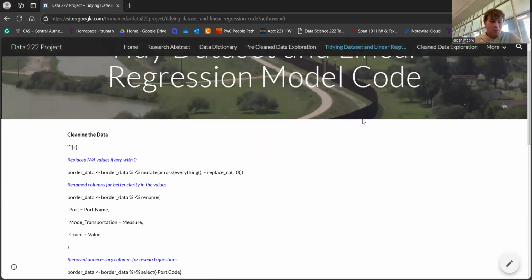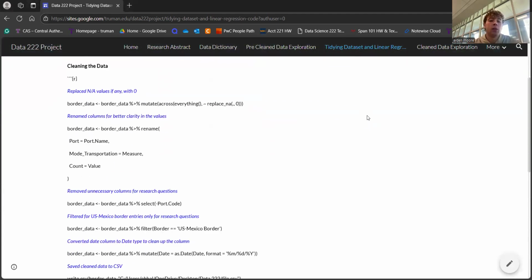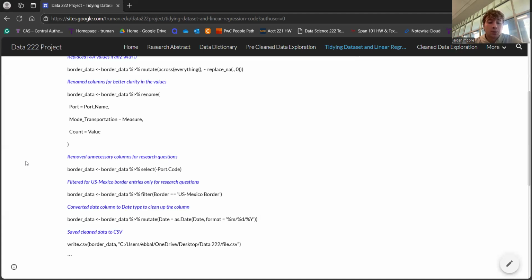The tidy dataset. To ensure accurate and meaningful analysis, we cleaned key variables in our dataset. First, we replaced any missing values, NA, with 0 to avoid calculation errors. Next, we renamed columns for clarity, for example, changing port name to port and measure to mode transportation, making the dataset easier to interpret. We removed the port code column since it wasn't directly relevant to our research questions. Then we filtered the dataset to include only the US-Mexico border entries, focusing on the area of interest. Finally, we converted the date column to a date format, allowing for proper time series analysis. These steps helped streamline our dataset, ensuring our analysis would be accurate, relevant, and easy to understand.